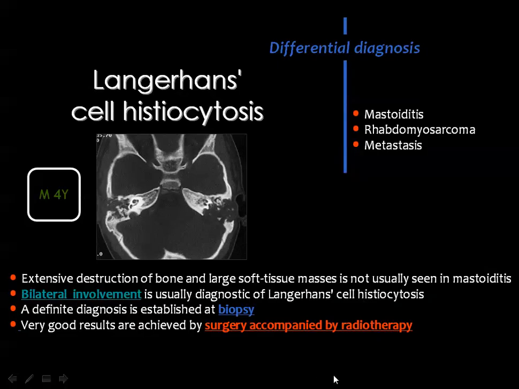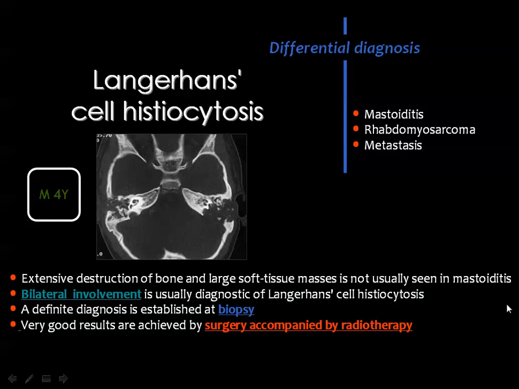Then histiocytosis is diagnosed usually by the presence of bilateral, almost symmetrical involvement of the base of the petrous bone centered to the external canal. And this bilateral involvement is considered diagnostic of histiocytosis. And it's easy to have a biopsy from these lesions because they are prominent and immediately subcutaneous.